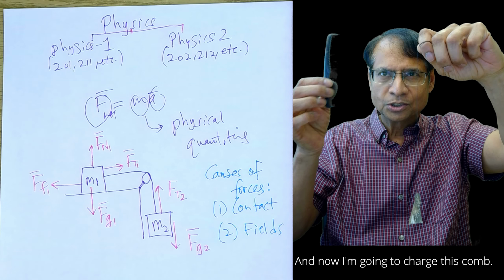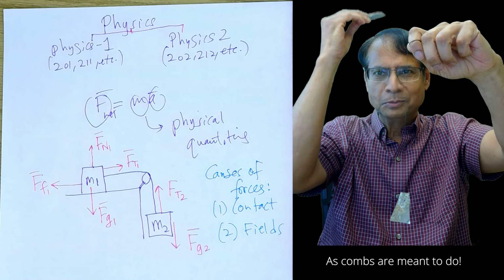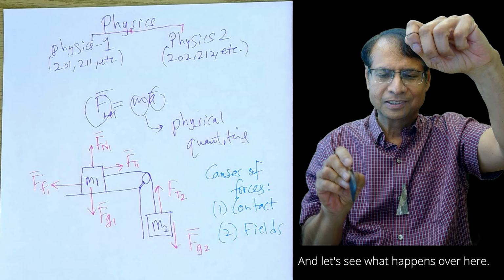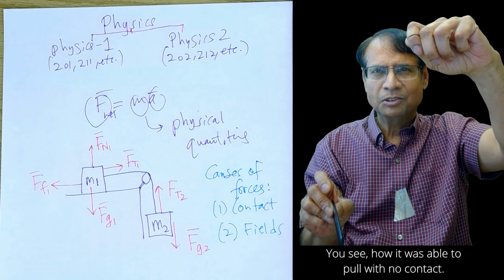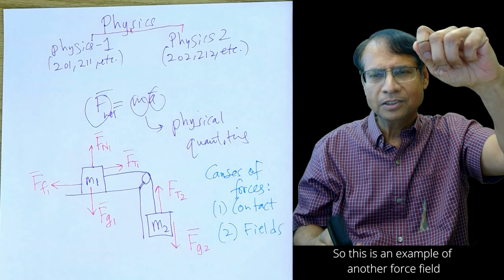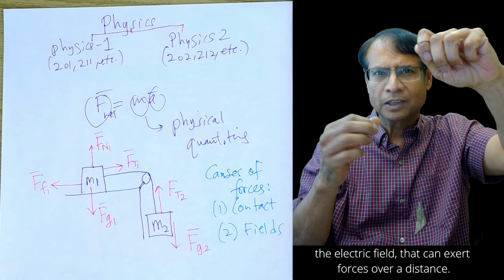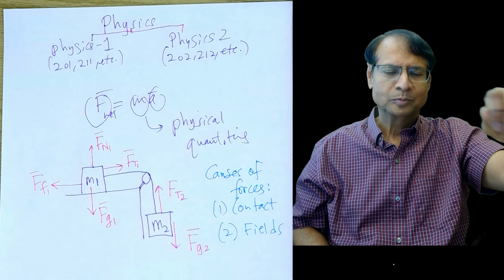And now I'm going to charge this comb. So this is a plastic comb. I'll run it through my hair, as combs are meant to do. And let's see what happens over here. You see how it was able to pull with no contact. So this is an example of another force field, the electric field, that can exert forces over a distance.